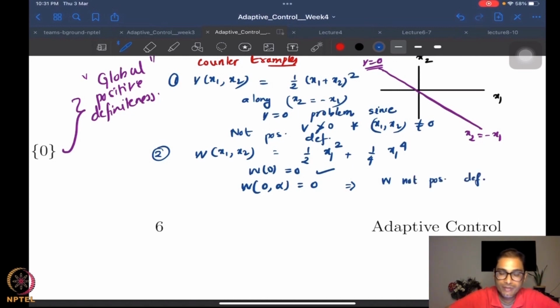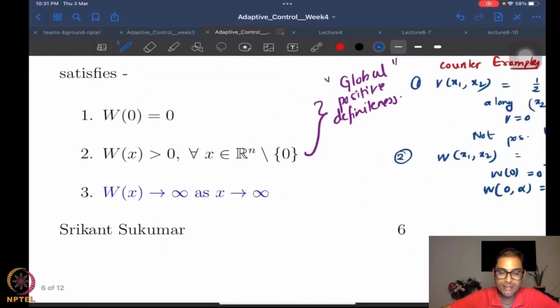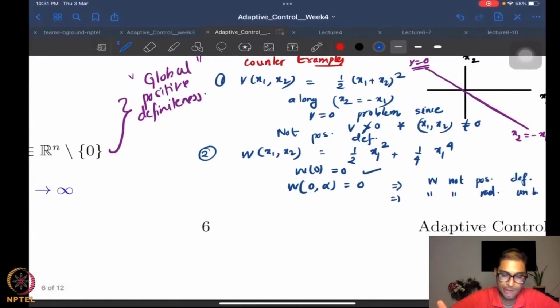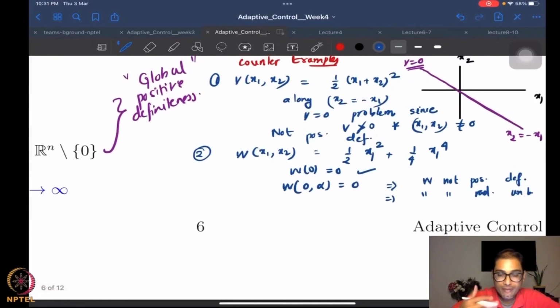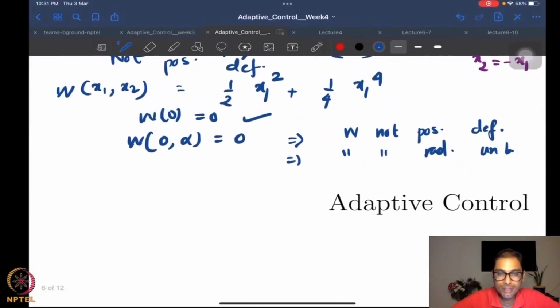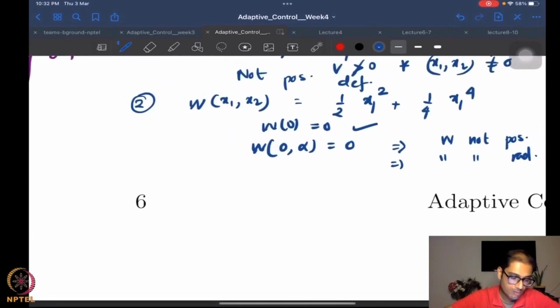And if it's not positive definite, it implies W is not radially unbounded, because I need minimum positive definiteness to even go to radial unboundedness. So the answer is no again. If you have any function which has only some of the states appearing and not all of the states, it is immediately not a positive definite function and therefore not radially unbounded. So you don't even have to do any calculation, because you can always make an argument like I made here.